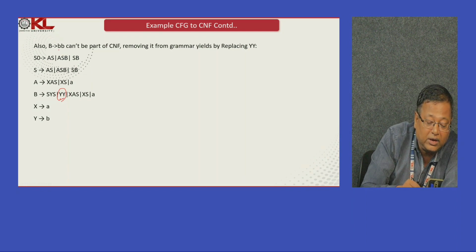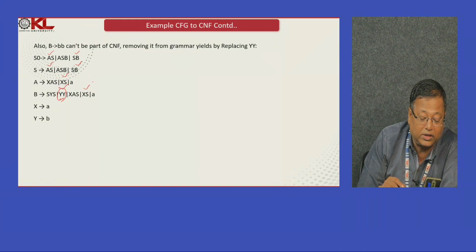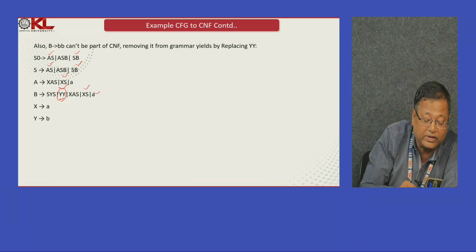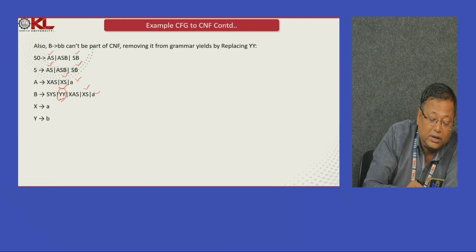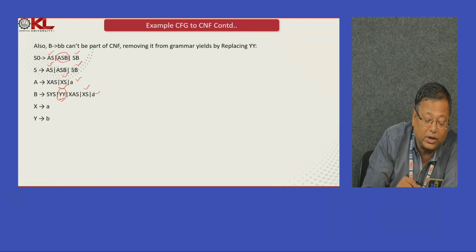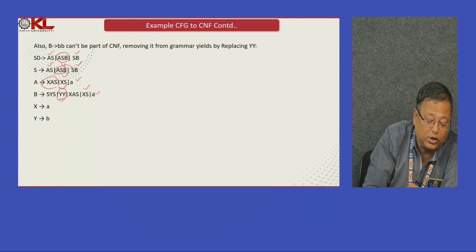So here S0 derives AS, S0 derives AB, SB, S derives AS, S derives SB, A derives SX, and B derives YY, B derives XS are in the Chomsky normal form, and A derives a is also in the Chomsky normal form. So S0 derives ASB is not in the Chomsky normal form, this is also not, and this also not.